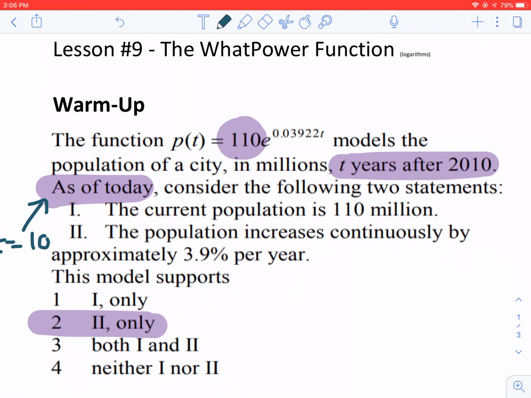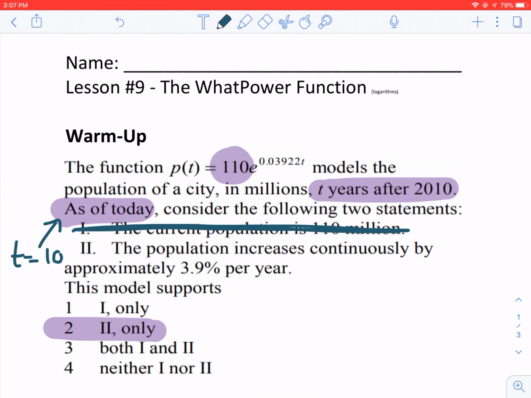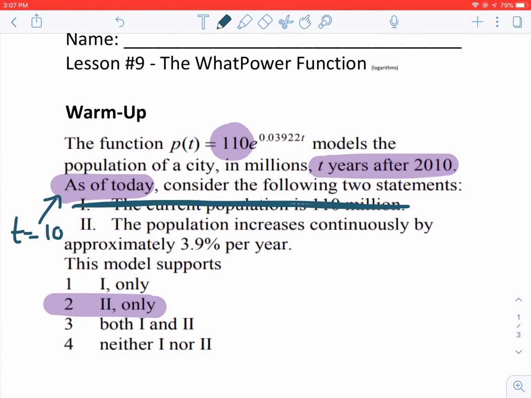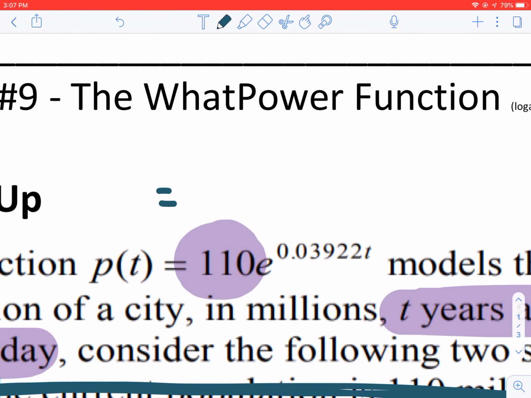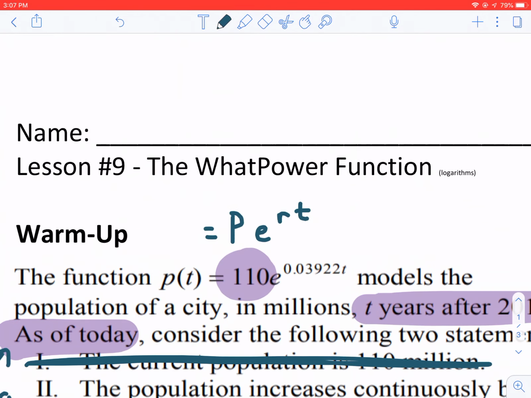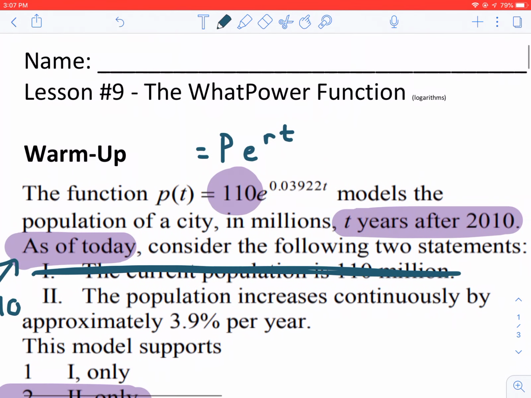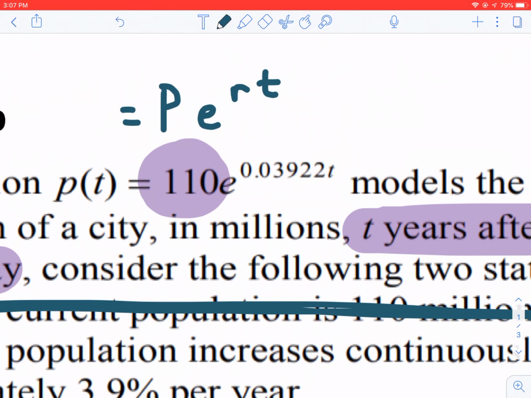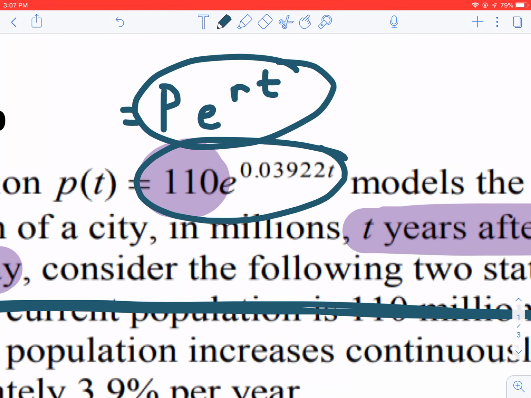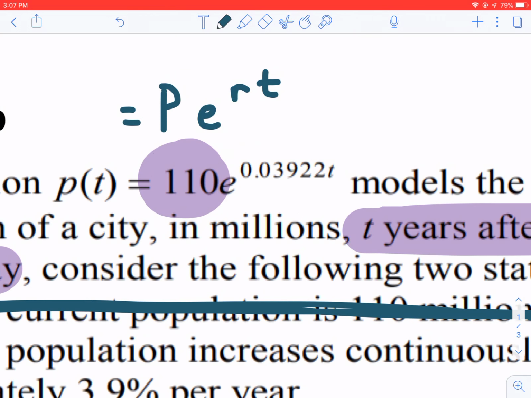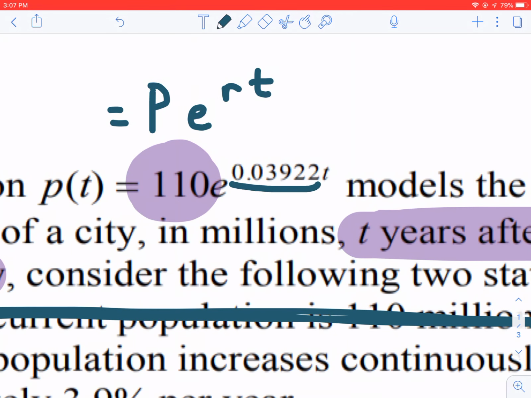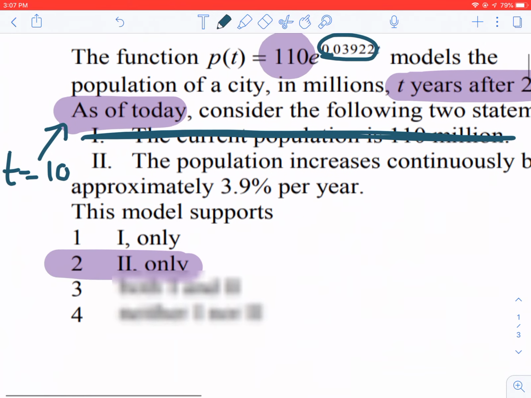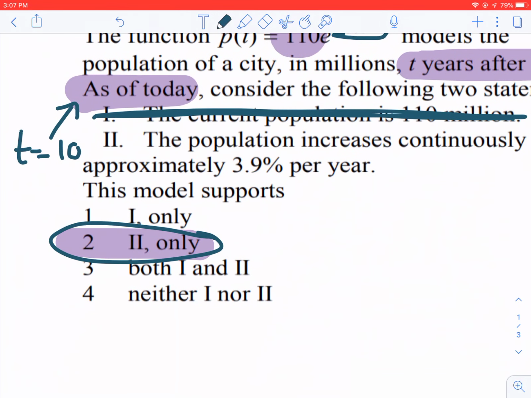So this statement is not supported by the model. Statement 2, the population increases continuously. For a continuous increase, we know we're going to use our PERT formula, where e is Euler's number, around 2.718. This is a continuous increase because it's of this form, P e to the rt. So our rate here is 0.03922, which is about 3.9%. So that is choice 2.